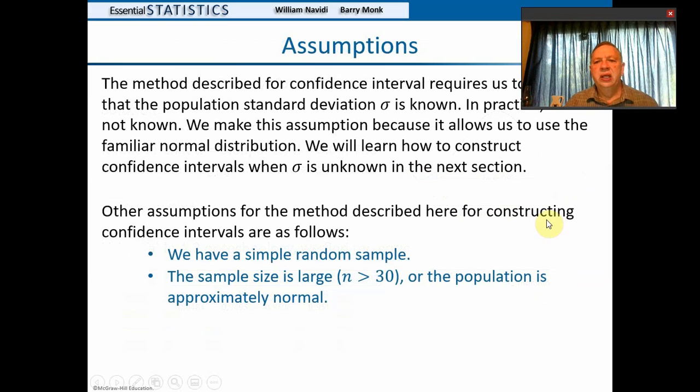Okay. So some assumptions go along with that. We need to have a simple random sample. The sample size is either large, n greater than 30, or the population is approximately normal. Remember, this is the criteria to get the sampling distribution to be normal.